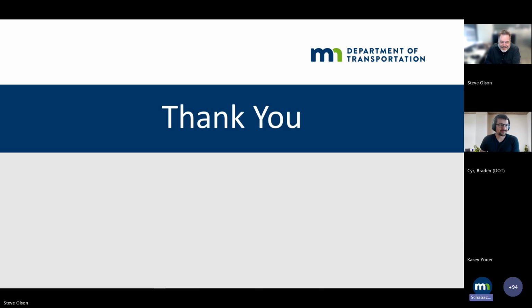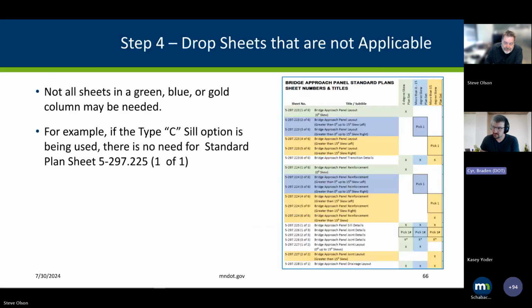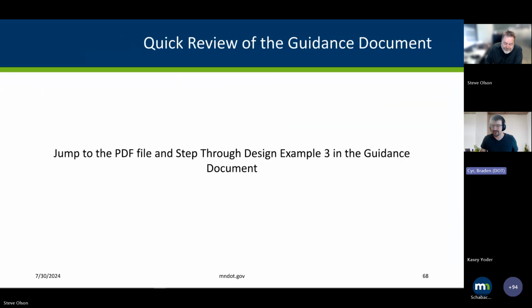Since we couldn't ask questions during the presentation, I've got like 5 things that I'd like to ask about. I'm just wondering, did they fix the 1.5-inch dimension behind the barrier on approach panels to 2 inches to match the edge of deck? It's still 1.5 inches on the layout sheet, you'll see.